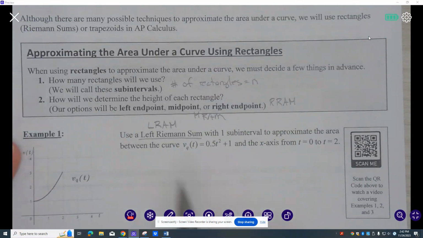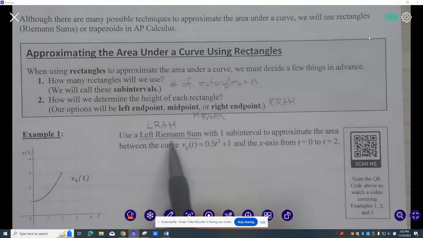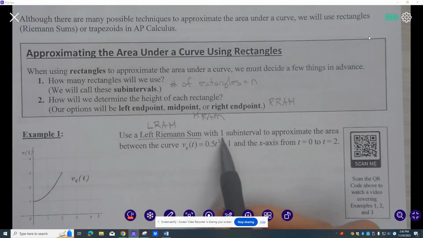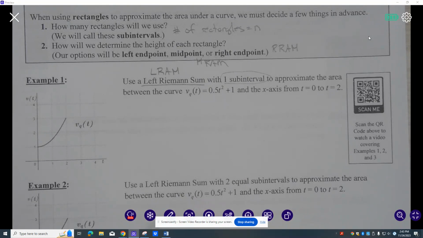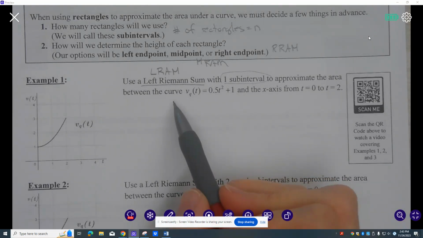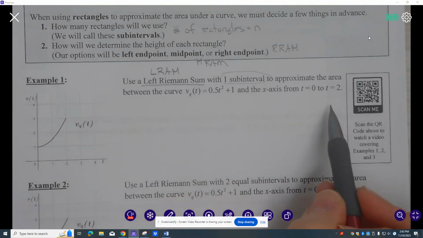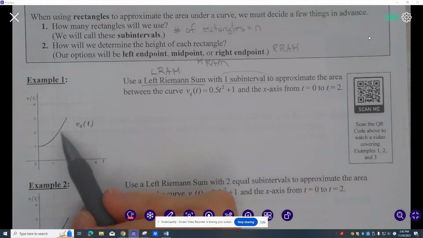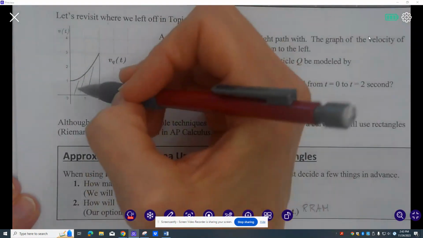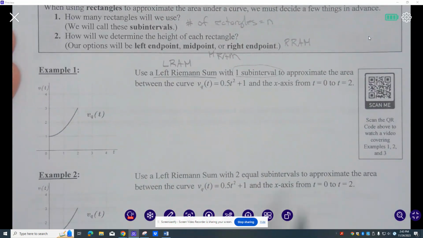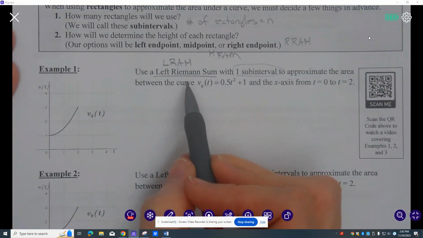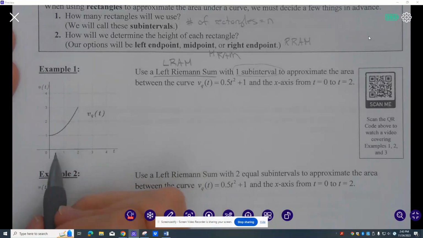So this first one says use a left Riemann sum with one subinterval. So one subinterval means one rectangle. That's not going to give a great estimate. So remember, we're looking for the area under the curve from 0 to 2. So we're trying to estimate this whole area that I shaded in there. So this is saying use one rectangle with a left Riemann sum. So I'm going to use one rectangle.